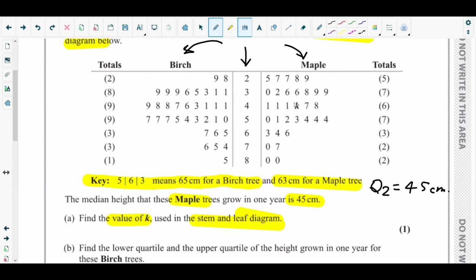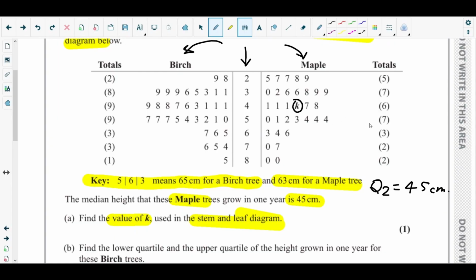Counting the terms, 5, 7, that is 12, and then 13, 14, 15, 16. So k is the 16th term in the stem and leaf diagram. Before asking for the value of k, they mentioned the median height, so we need to make a relationship with the median of the data. Median and quartiles depend on the total number of data.